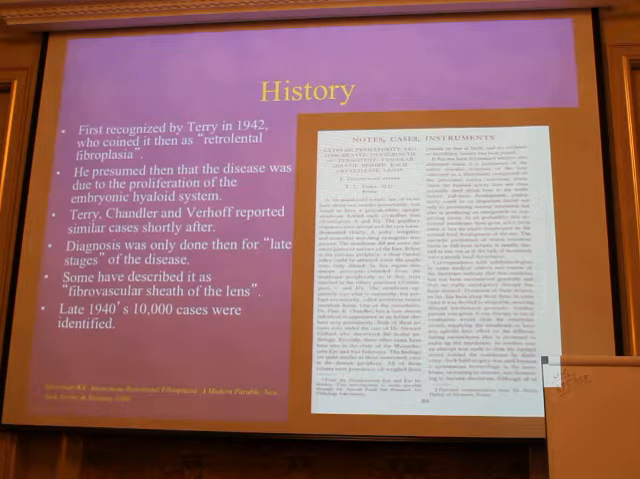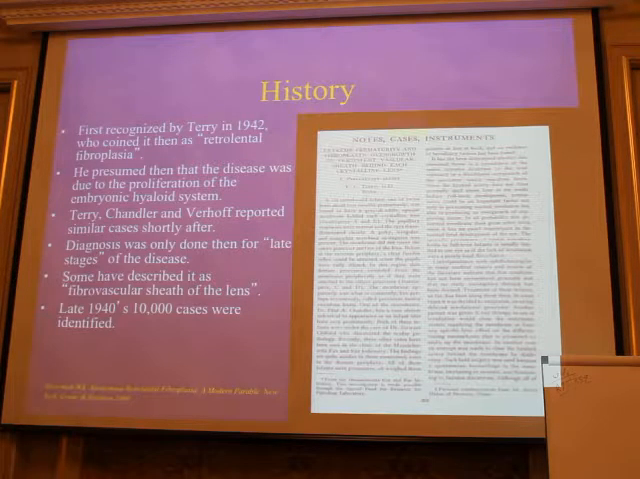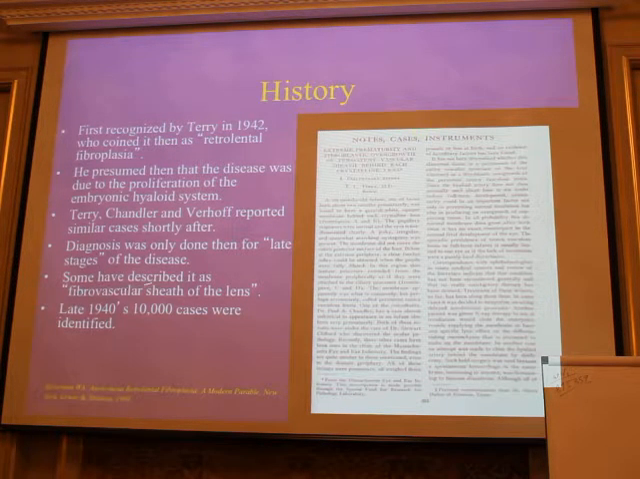And soon enough, other good ophthalmologists of that time reported similar cases, Chandler and Owens. Unfortunately, those were, of course, stage 5 ROP, or late stage of the disease. Now, some thought maybe it's just the sheath of the lens, and that's why the whole idea was that it's probably a lenticular problem or an embryonic remnant. But with the advances in medicine, about 10,000 cases of ROP were identified in the late 40s.